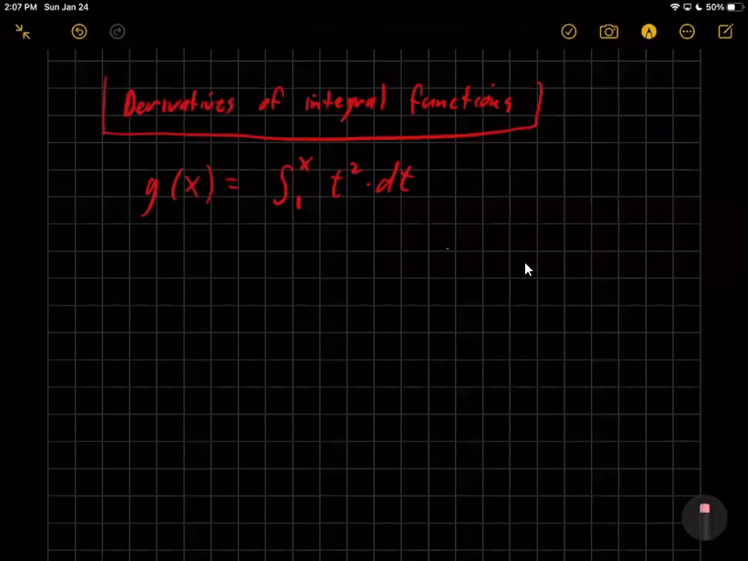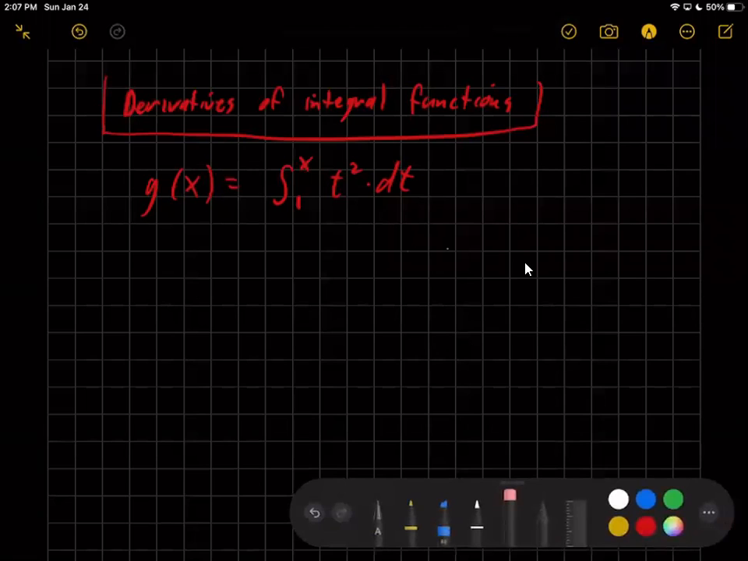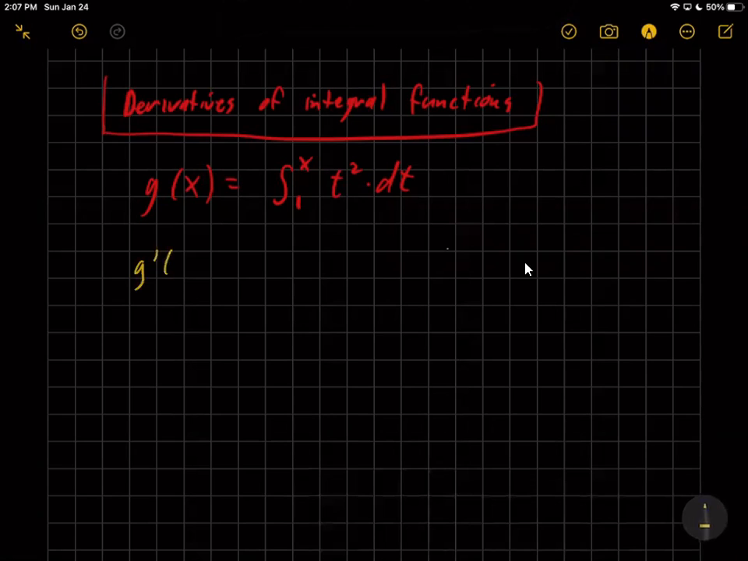In this video, we want to look at derivatives of integral functions. So we're going to start with something easy, one that we could do by just stepping through the process. In fact, let's go ahead and do that. If I wanted to find g prime of x, the rate at which g is changing, I would take the derivative with respect to x of the integral that we have here.